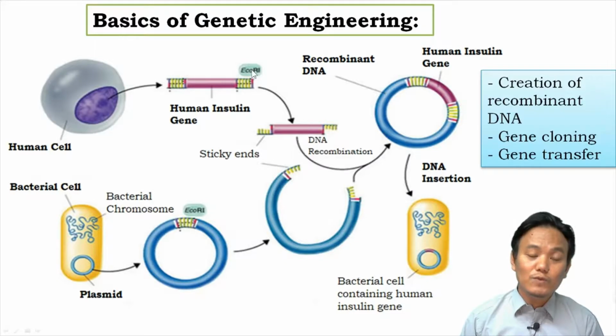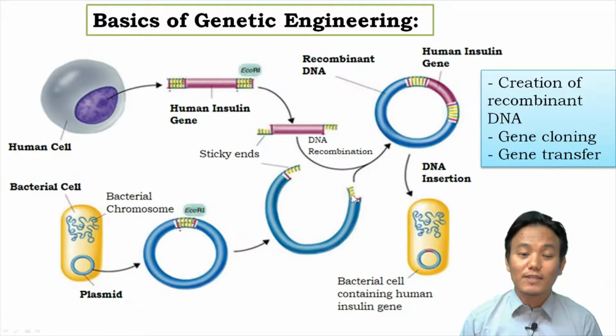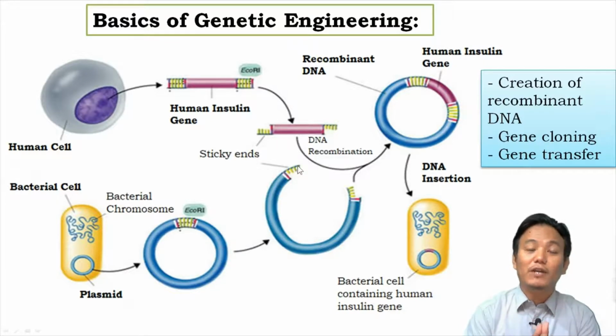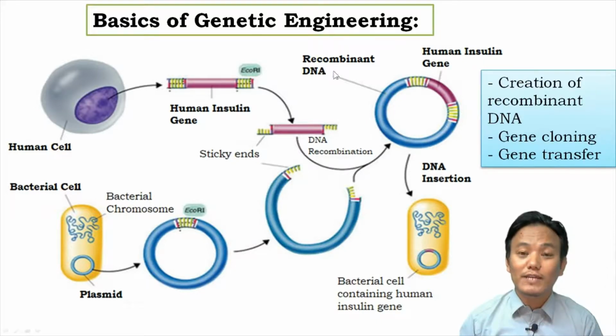Now, if we use the same restriction enzyme on the plasmid DNA, it will also be cut, and on the plasmid DNA also we will find sticky ends. And since we used the same restriction enzyme on both these DNAs, we get complementary sticky ends, and therefore these two DNAs will stick with each other. And by use of DNA ligase, we can join these two DNAs and create a recombinant DNA. So we have the recombinant DNA over here containing the human insulin gene.